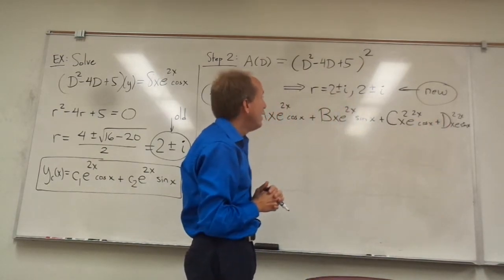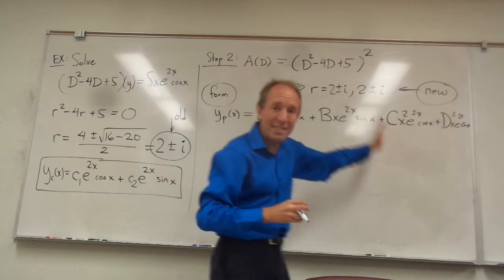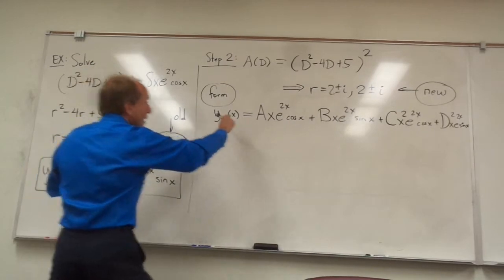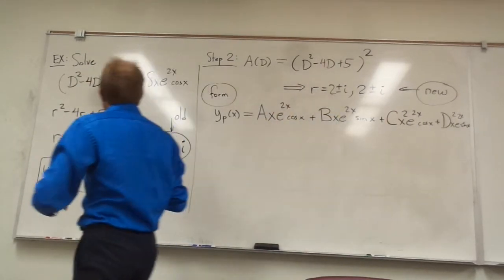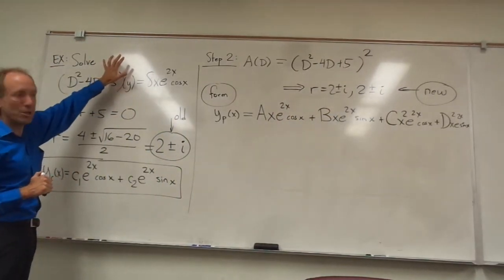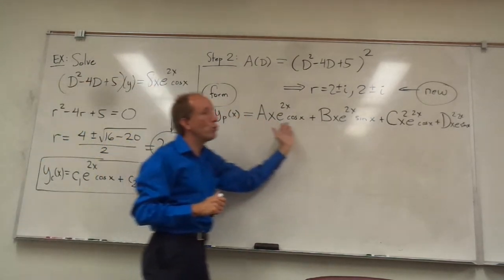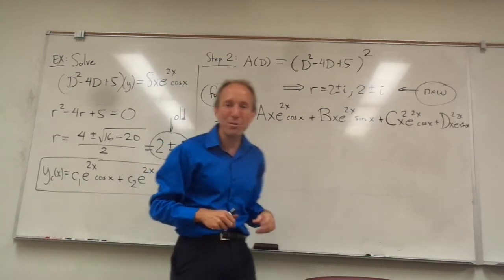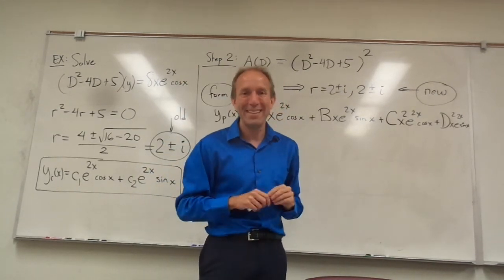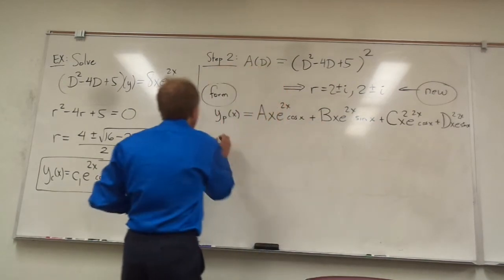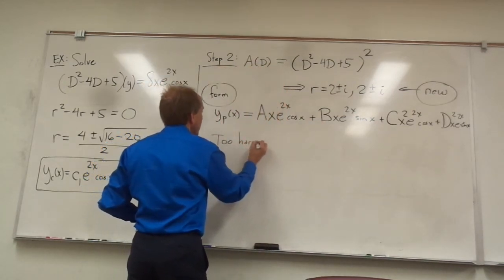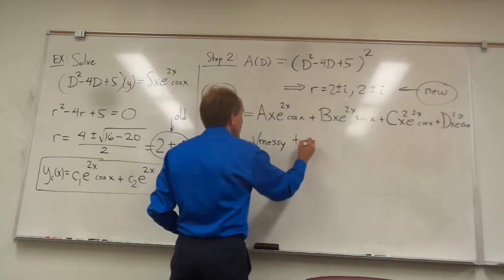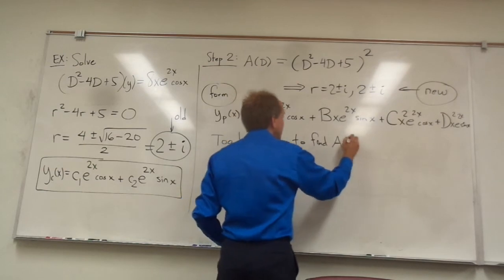All right? Now, to find a, b, c, and d, we would need to plug that guess, or that form, I'm sorry, into the original differential equation. It means I'm going to have to take 2 derivatives of this. And you can see that with all these x's here, the product rules are going to get disastrous. It's going to be a mess. Okay, so it's too hard. It's not really conceptually hard, it's just messy hard to find a, b, c, and d.